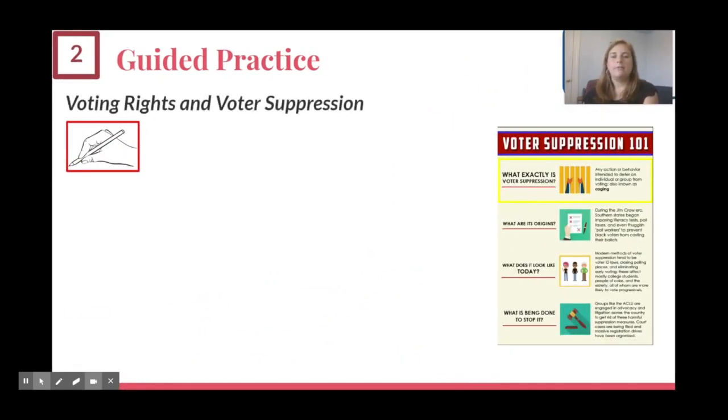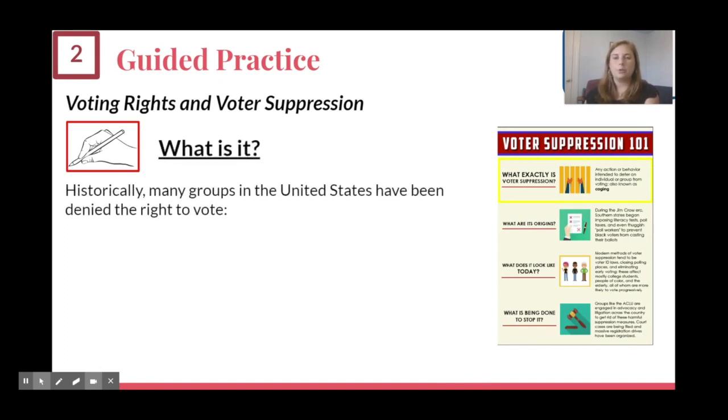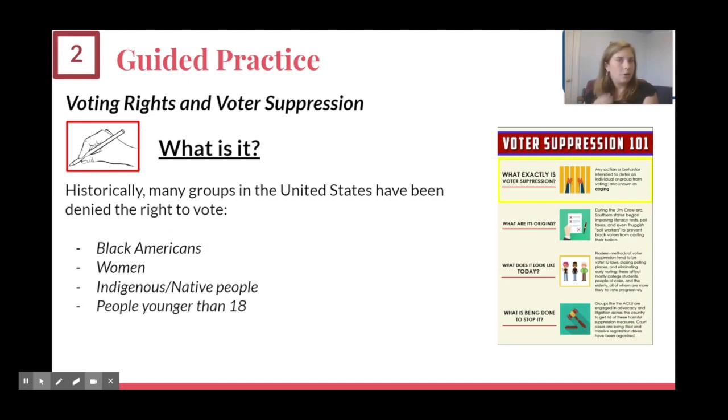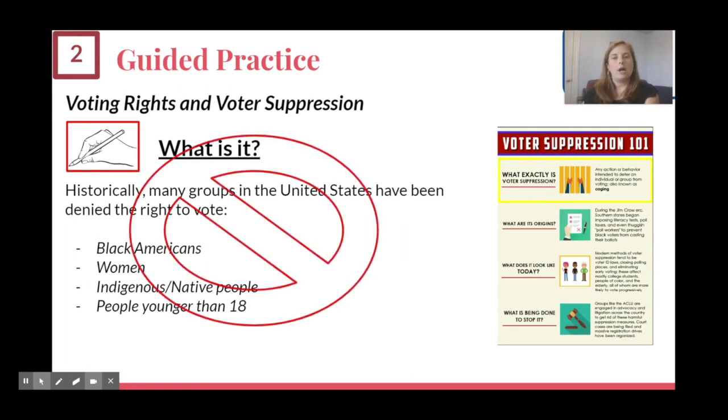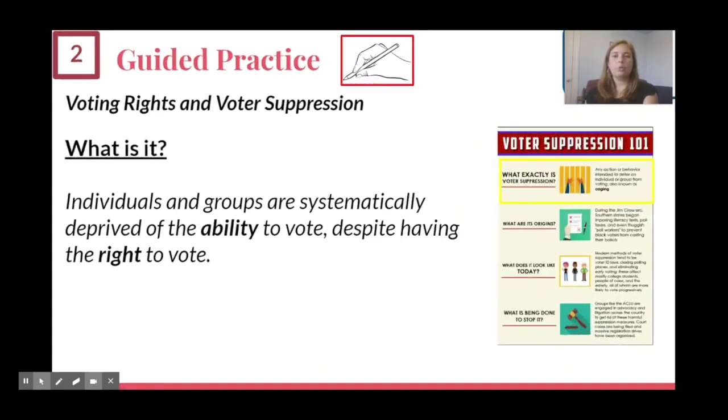So when we think about voting rights and keeping people from voting, of course we know that there are many groups who have been historically denied the right to vote. They include Black Americans, women, Indigenous or Native people, and people younger than 18 who of course still do not have the right to vote. But this is actually not what we're talking about here. Of course those were big problems and may still be, but it's important to understand that that's not exactly what we're talking about here.